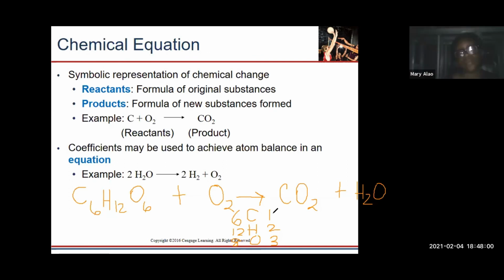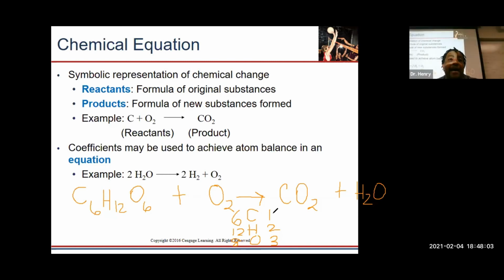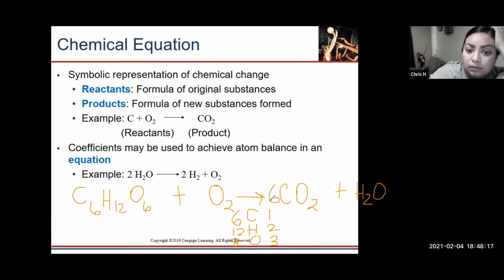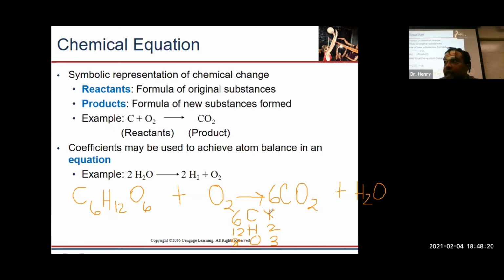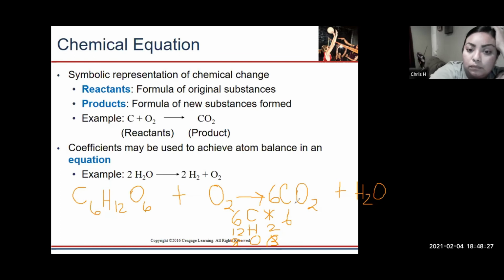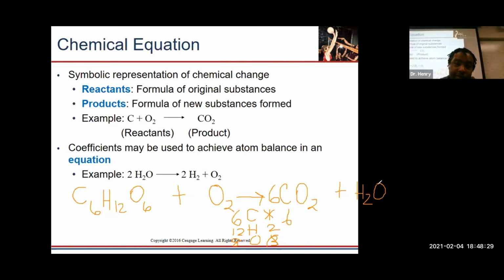The next job as a chemist, we're going to balance the chemical equation. How can we make it so our product side has 6 carbons? 6 in front of this carbon. So we're going to put a 6 in front of here. Let's cross this out. Now we got 6. How many oxygens do I have now? 12 plus 13. Okay.